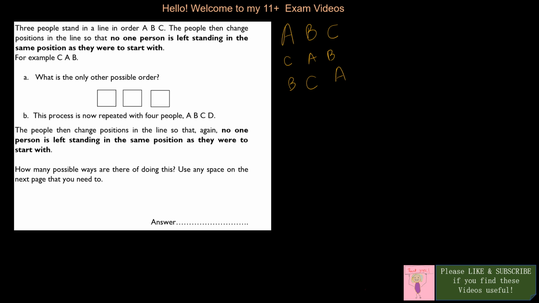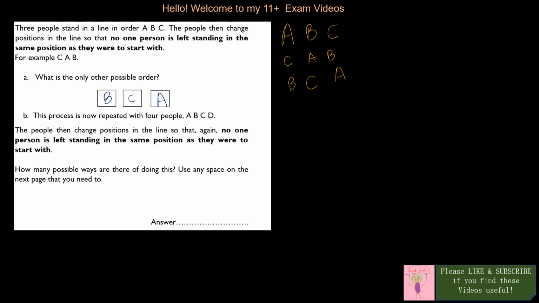So what is the other possible order? It is definitely B, C and A, right? I'll just make it a darker color when I write. So it's B, C and A. Okay, so that's the answer.